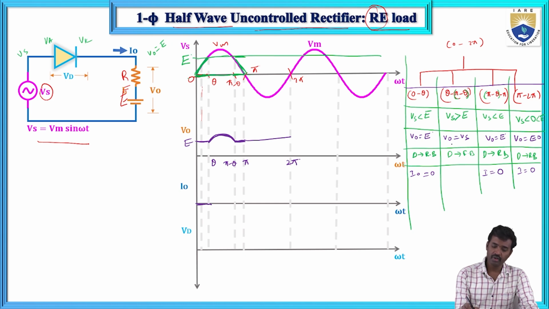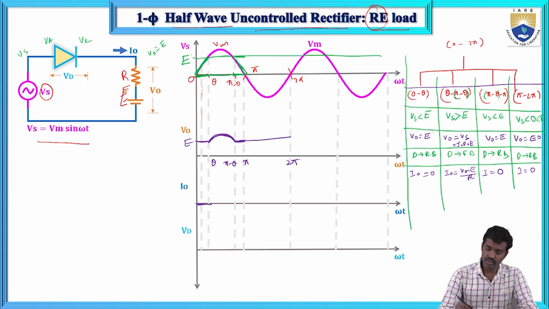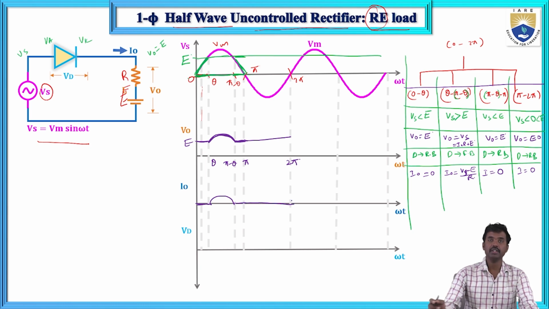Actually V naught equals I naught into R plus E. So if you apply KVL in this loop, I naught equals V naught minus E by R, and V naught means that is Vs. So I naught equals Vs minus E by R. So this is the case, and here the current is 0 and here also the current is 0.